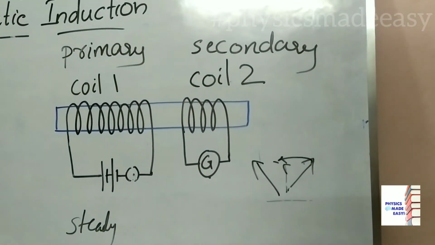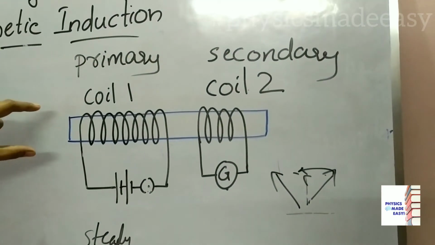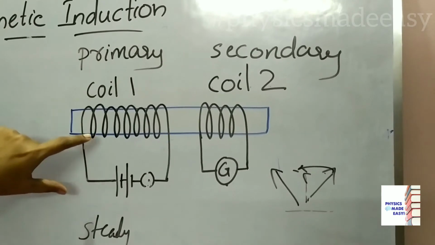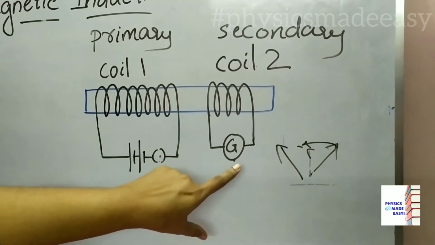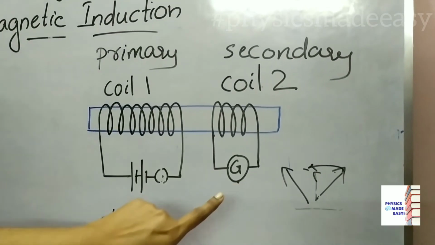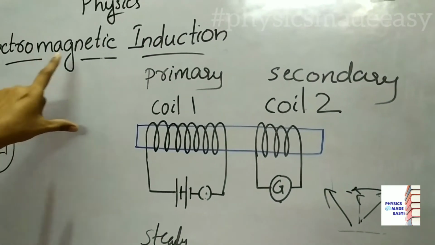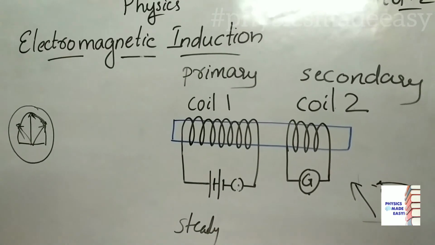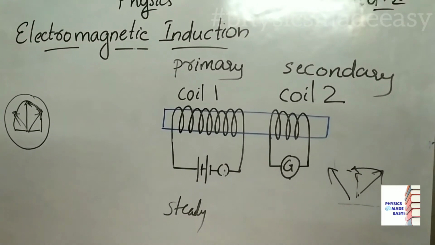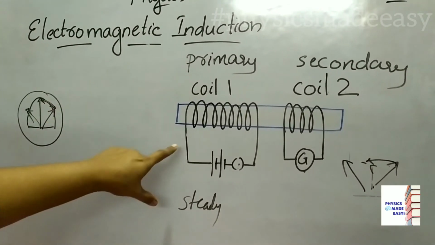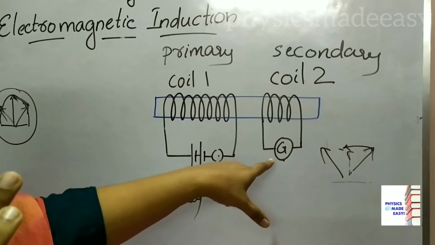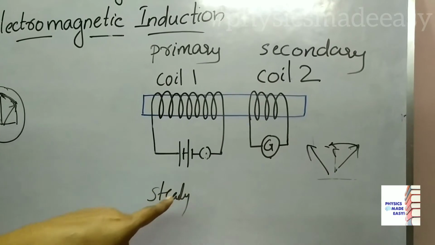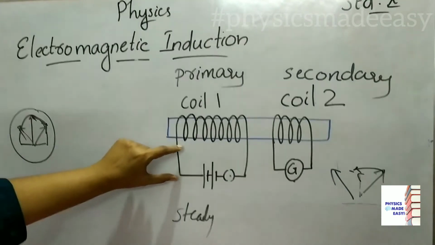So, we can say, children, by changing the current in this coil 1, in the primary coil, we can induce current in coil 2. So, we can call this electromagnetic induction. Here there is electricity and there is a magnetic field. We can say due to the change in current in the primary coil, we can induce current in the secondary coil, due to change in current in one coil.